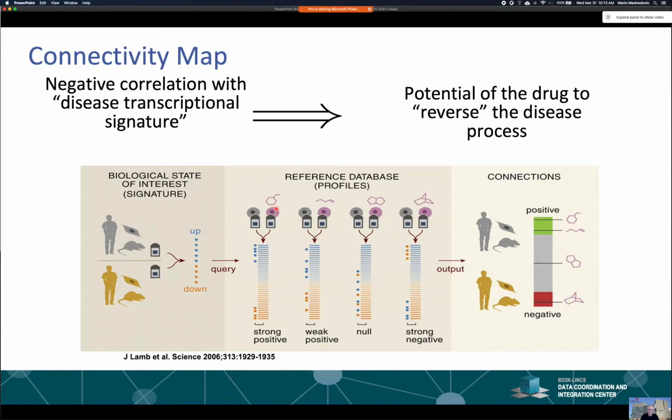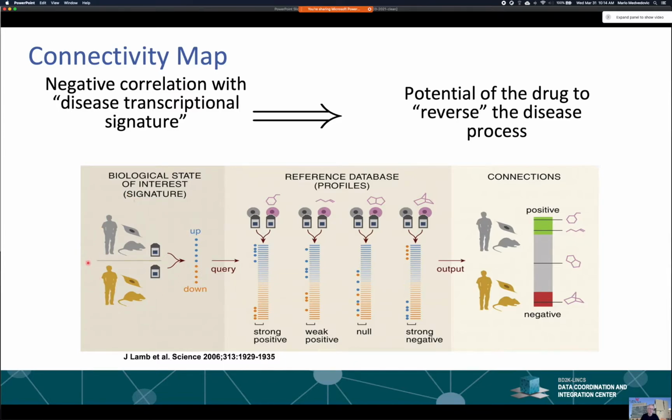So LINCS actually came about from this concept of the Connectivity Map, which was introduced in 2006 in this paper. And the idea there is basically that we can identify putative therapeutics for a disease by comparing transcriptional signatures of the disease to transcriptional signatures of drugs, and finding drugs with negatively correlated signatures, which would then imply the drugs are perhaps capable of reversing the disease process.